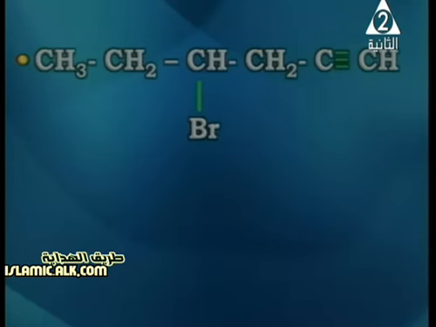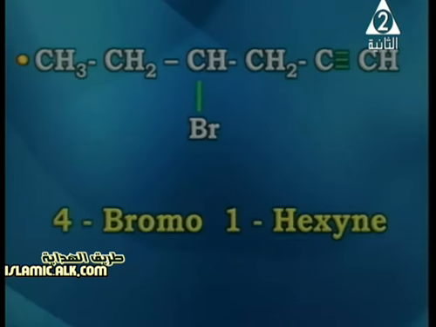Next one, as shown in the screen, it is a cycloalkane compound that has two branches, so it will be 1-bromo-2-chlorocyclopentane. Next one, here the longest chain contains a triple bond, my dear students, so the compound will be 4-bromo-1-hexyne, as the triple bond is between carbon number 1 and carbon number 2.